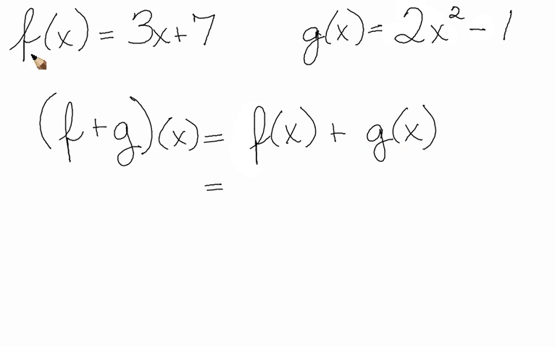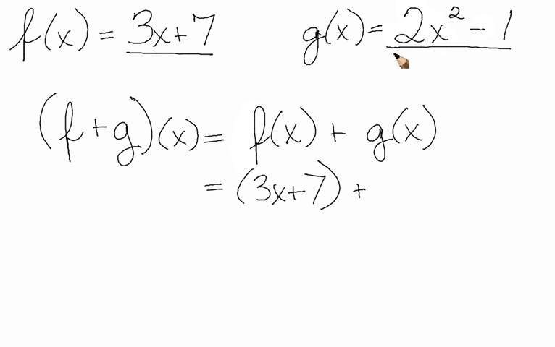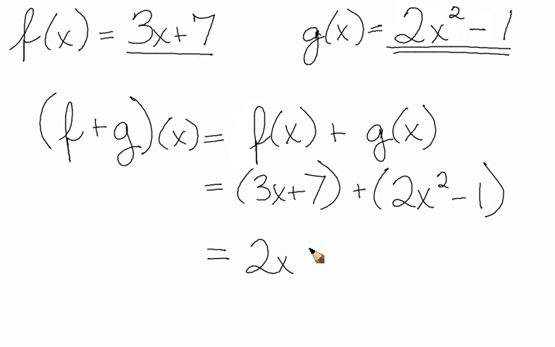What is f of x? This function rule right here. So 3x plus 7. Okay, and then plus, and to that we will add this function rule right here. g of x equals this. So 2x squared minus 1. Okay, and we'll simplify so that we can have a polynomial in descending powers of x.